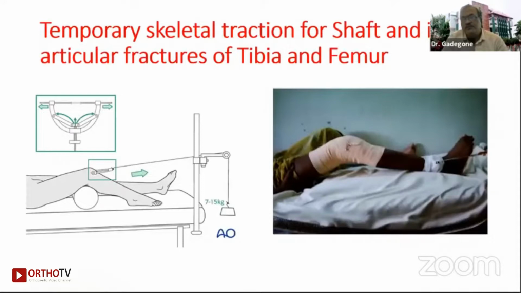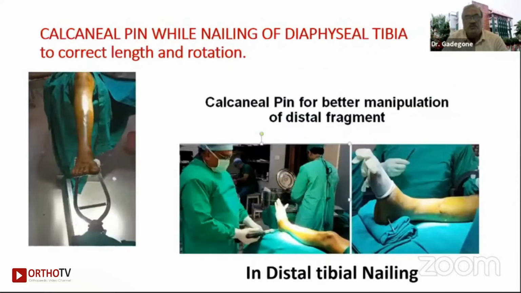The most important use, when we were house officers and in the initial period, was temporary skeletal traction for shaft and intraarticular fractures of the tibia, and if definitive surgery is required, it has to be converted into internal fixation. A calcaneal pin while nailing a diaphyseal fracture, when there are no assistants, is the best tool. It corrects lengthening as well as rotation, and you can do the surgery with few assistants. You can use a calcaneal pin for better manipulation of the distal fragment in tibial nailing also.